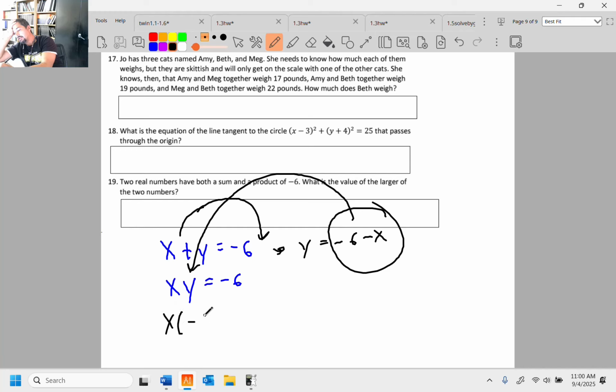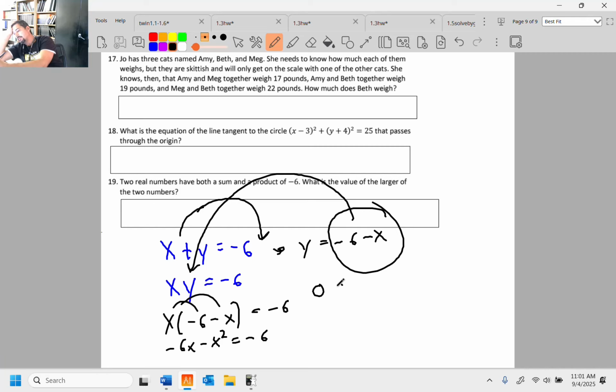x times (-6 minus x) is -6. We're going to use what we call the distributive property. Negative 6x minus x squared equals negative 6. And we have what's called a quadratic here, and it's got three pieces. It's got x squared, it's got x's, it's got numbers. Anytime you have a quadratic with three pieces, you set it equal to 0.